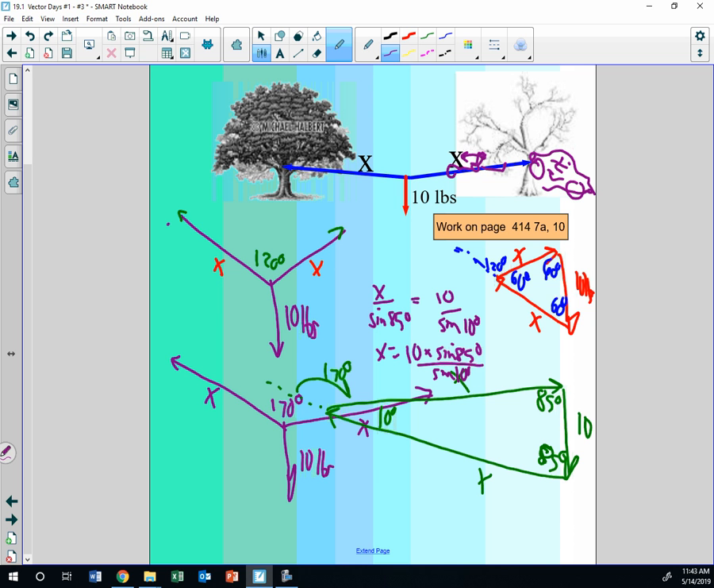Would you take out your calculators? What is that equal to? 57 point how many? 4 pounds. So just by tightening that up, my 10 pounds turns into almost 6 times as much.